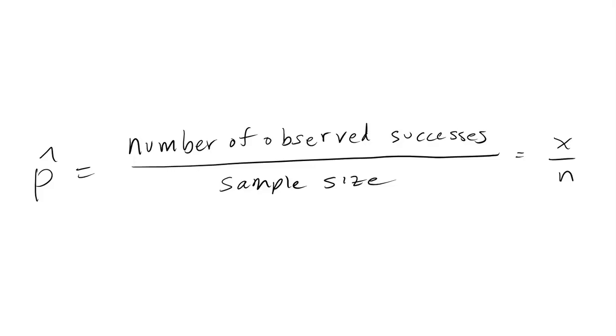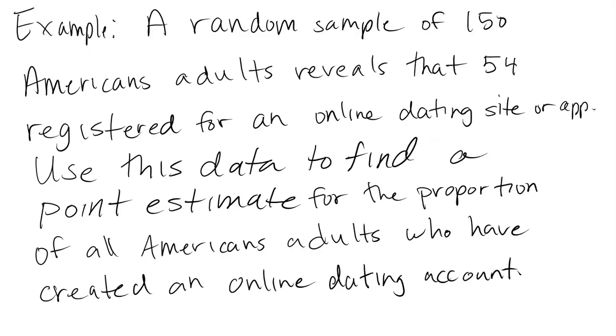We've talked about estimating means before, but we've never done an example of estimating a proportion. So let's do an example here. A random sample of 150 American adults reveals that 54 registered for an online dating site or app. Use this data to find a point estimate for the proportion of all American adults who have created an online dating account. All right, we can't actually track down every single American and ask them whether or not they've ever registered for online dating, but we do have the sample data to work with, and we can use this to generate a point estimate. The point estimate is denoted by p-hat.